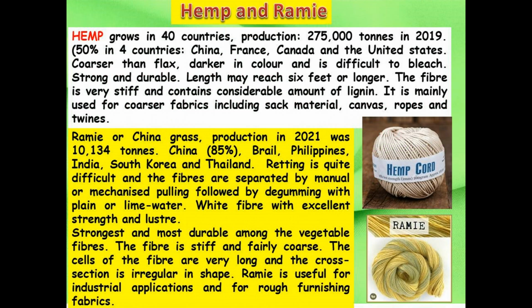Hemp grows in 40 countries. Total production was 275,000 tons in 2019. 50% of this production was produced in 4 countries: China, France, Canada and United States. Hemp is coarser than flax, darker in color and is difficult to bleach. It is a strong and durable fiber.